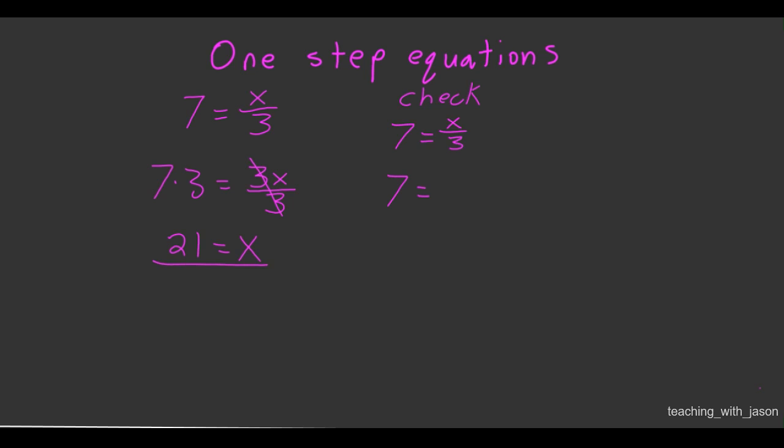Well, x is 21, so I end up with 21 divided by 3. Once again, these are coming straight down. 21 divided by 3 is 7. And my left-hand side is equal to my right-hand side.